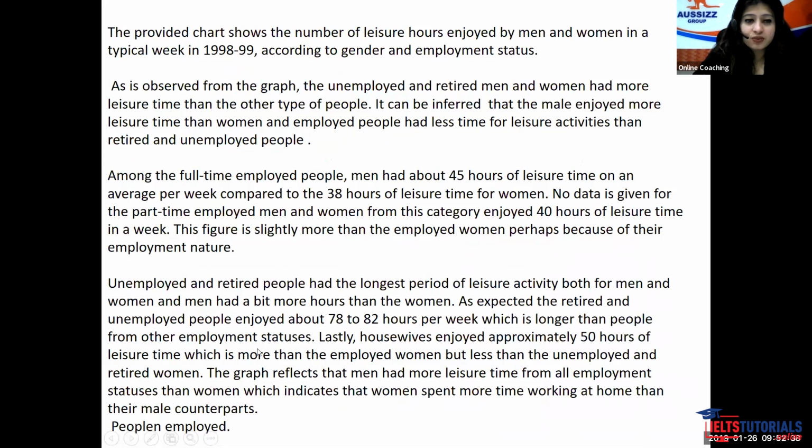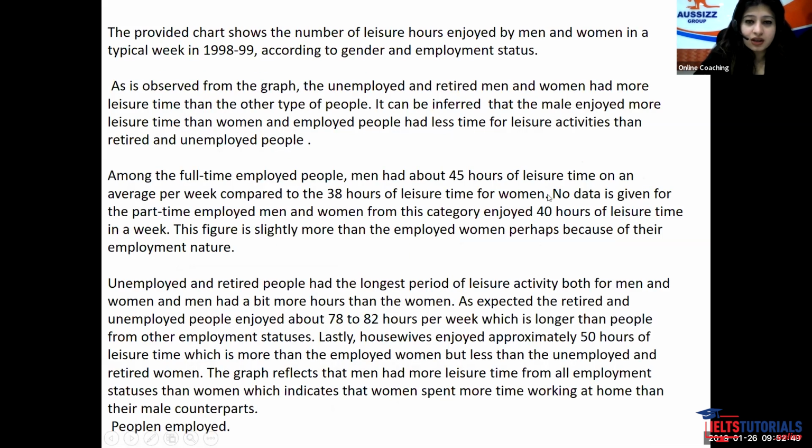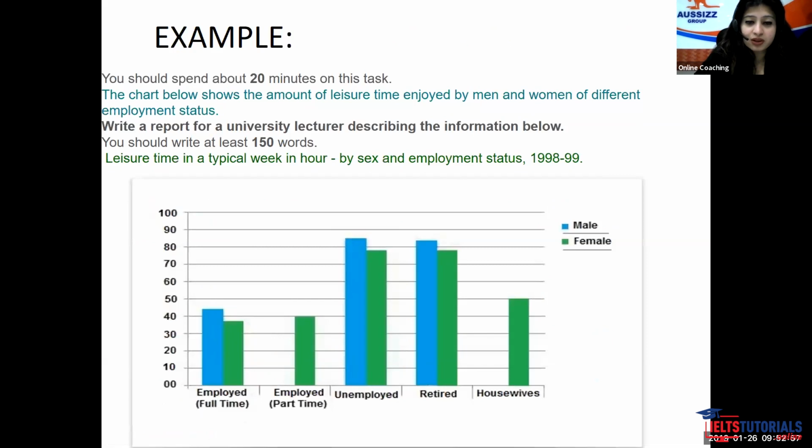Okay. As it's observed from a bar graph, the employed and retired men had more leisure time than other types of people. We can see this, that this more leisure time is observed here, right? It can be inferred that the males enjoyed more leisure time than women. Employed people had less leisure time than retired and unemployed people. So basically just given the highest and lowest.